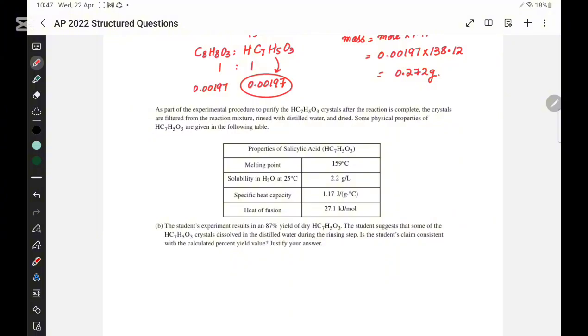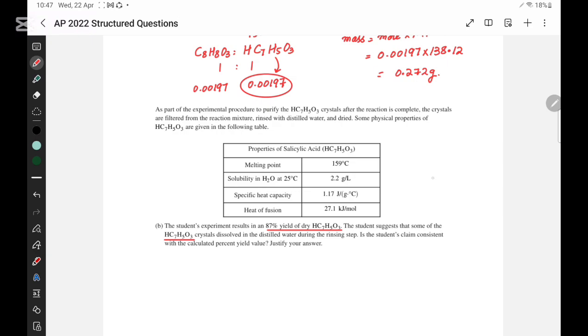So for the next question, as part of the experimental procedure to purify the HC7H5O3 crystal, after the reaction is complete, the crystals are filtered from the reaction mixture, rinsed with distilled water and dried. Some physical properties are given in the table below. Melting point is given, solubility is given, and specific heat capacity is given. Now they are saying the students' experiment results in an 87% yield of dry HC7H5O3. The students suggest that some of HC7H5O3 crystal dissolved in distilled water during the rinsing step.